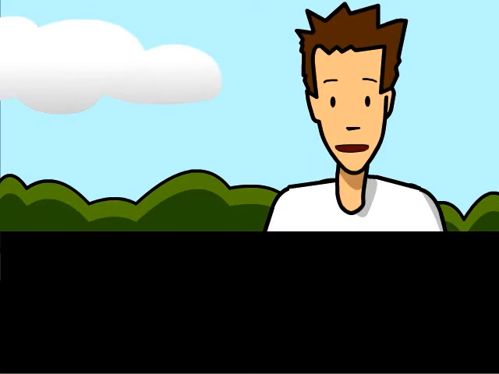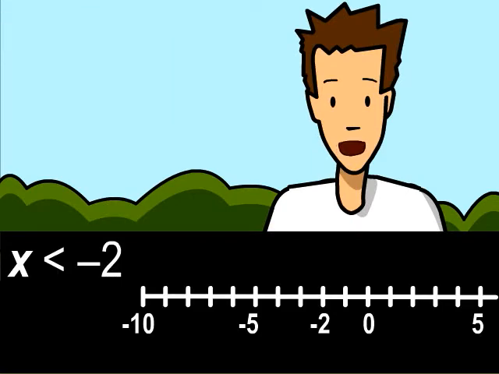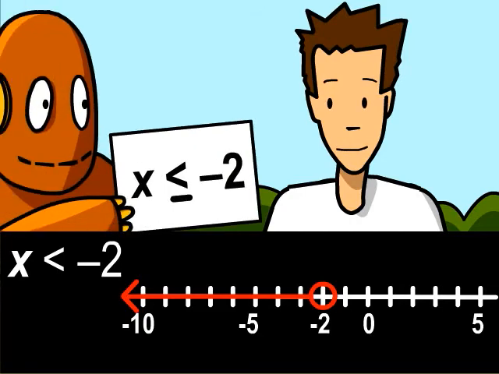Now, say we need to graph that solution, x is less than negative 2, on a number line. X can't be equal to negative 2, so we make an open circle around the negative 2 mark. And x is any number less than negative 2. That arrow means that any number less than negative 2 could also be equal to x. So, that's a graph of x is less than negative 2.